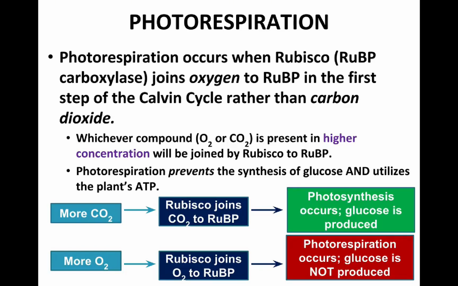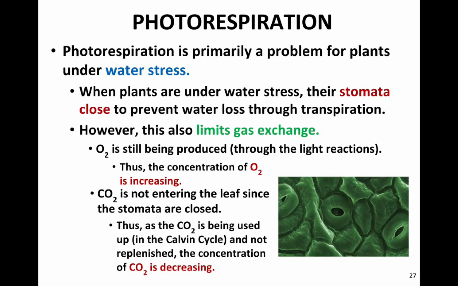If more O2 is present, then Rubisco is going to add the O2 to the RuBP. Photorespiration is going to occur, and as a result, glucose is not going to be produced. So photorespiration is seen as something very negative for photosynthetic organisms, and it's all due to the fact that photorespiration prevents the synthesis of glucose, and it uses up the plant's ATP. And why does this happen? It's primarily occurring for plants that are under water stress, or plants that don't have enough water in order to do the processes of photosynthesis.